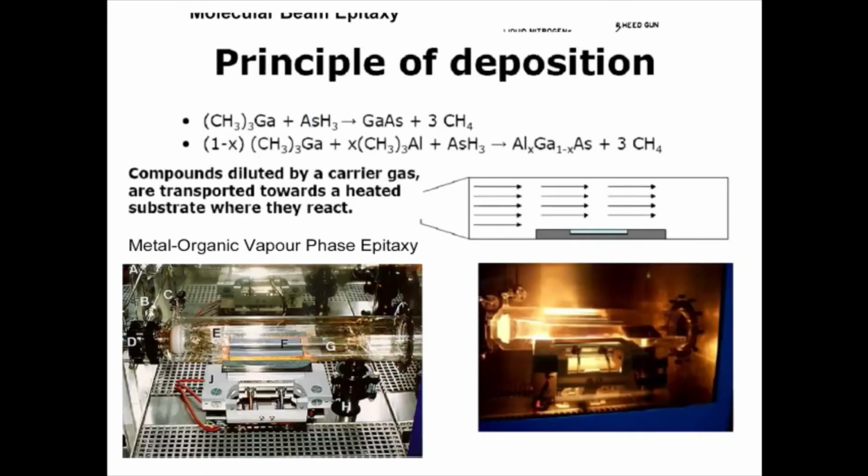Normally in the case of MOVPE, for example, if you want to grow gallium arsenide, you take either trimethyl or triethyl gallium, and it is mixed with arsine. Arsine is once again a gas. Arsine and phosphine are highly toxic. If you see the arsine or phosphine gas cylinder, it contains 90% hydrogen and the remaining 10%, maybe in certain cases 5%.